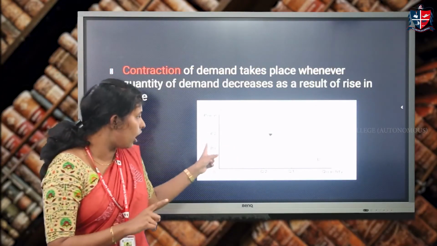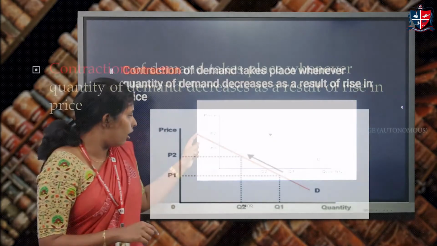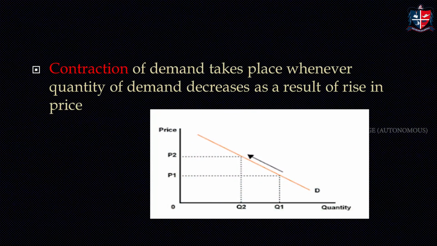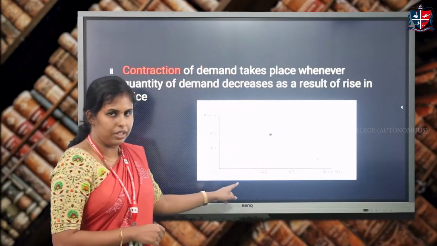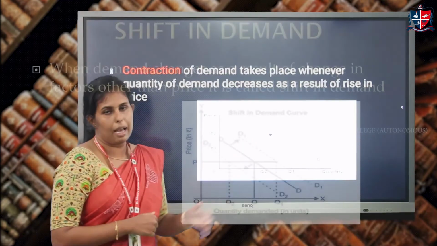This is a figure which shows the contraction. The price was P1 and at that time the quantity was Q1. When the price increases from P1 to P2, the quantity decreases from Q1 to Q2. That is, here contraction happens.